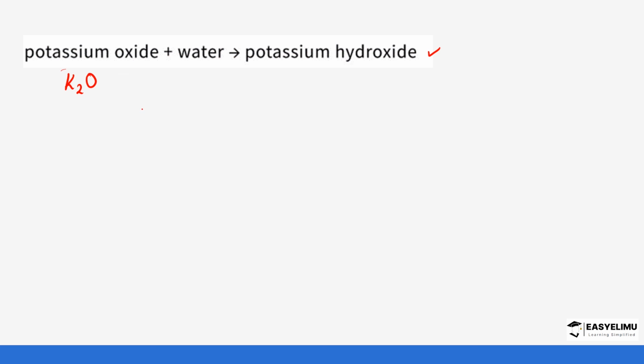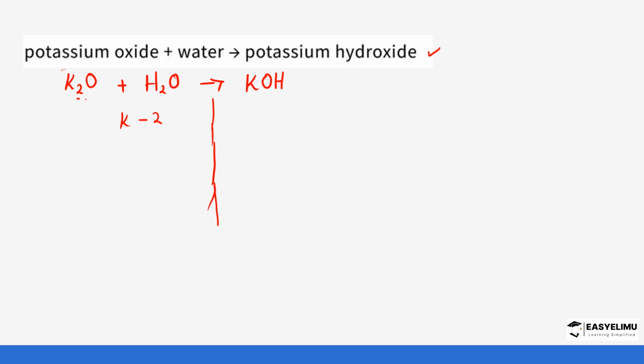Plus water is written like this, to form potassium hydroxide. So potassium hydroxide is written like this. Also check out the previous videos on the polyatomic ions and monoatomic ions. So next, we calculate the number of atoms on each side, that is the reactant and the product. So potassium, we have 2 atoms, you can see.